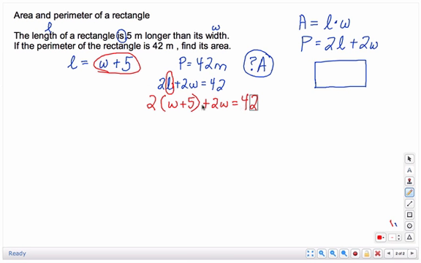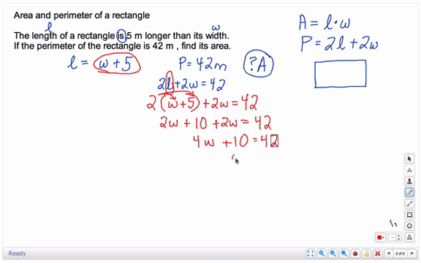So we're going to go ahead and simplify this left side of the equation by doing some distribution here and adding like terms. Okay, so 2 times W is 2W, plus 2 times 5 is 10. We're going to add that to this 2W here. We'll just rewrite the right side for now. And then we can see we have two like terms. 2W plus 2W is 4W. Plus 10 equals 42.